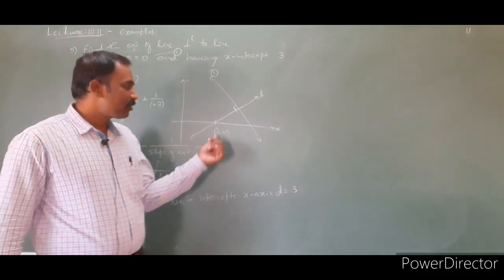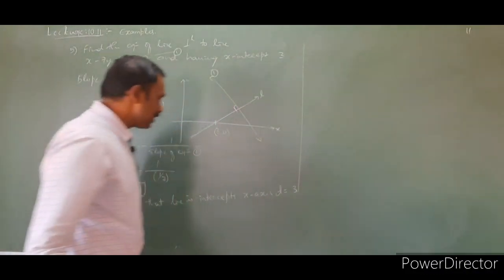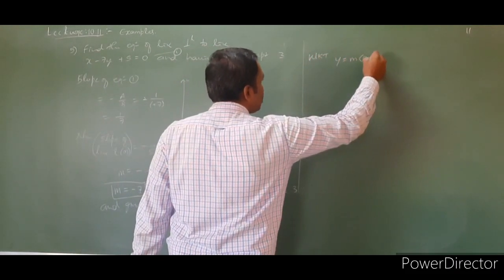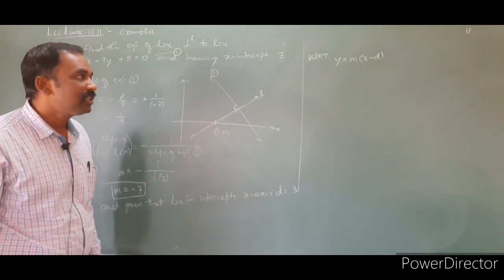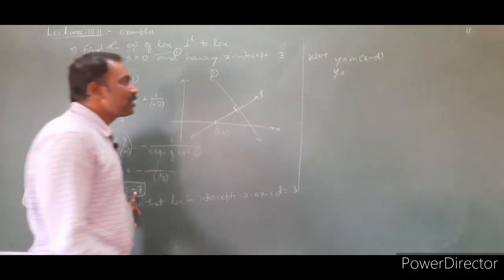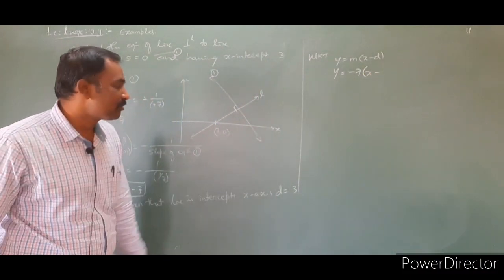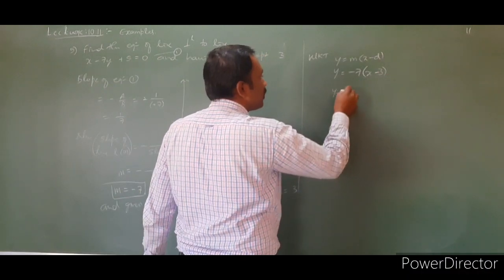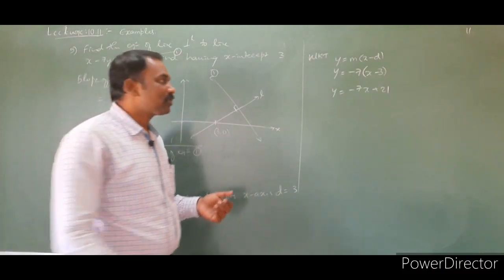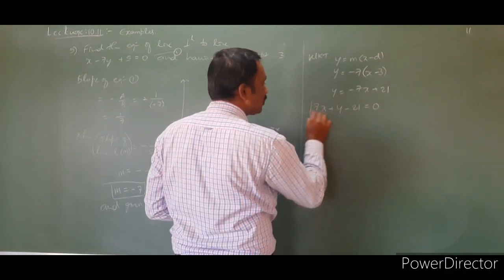We can use the point-slope form, or the intercept form. Here I just use the intercept form. We know the formula: y is equal to m into x minus d, where m is the slope and d is the x-intercept. m is minus 7, x minus d, the x-intercept, that is 3. Replace it and simplify: y is equal to minus 7x plus 21. Always write the x coefficient positive. Take all the terms to the left hand side: 7x plus y minus 21 is equal to 0.